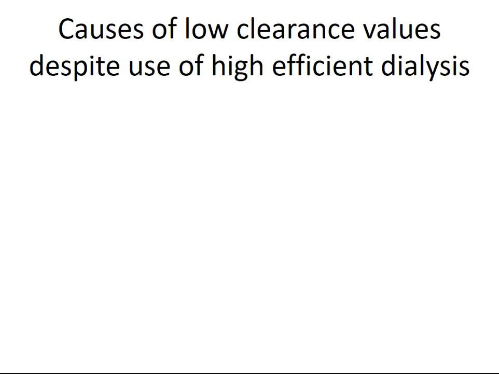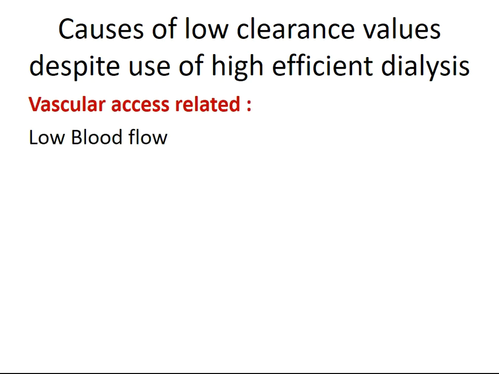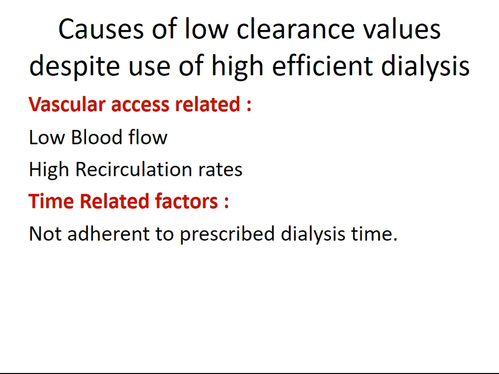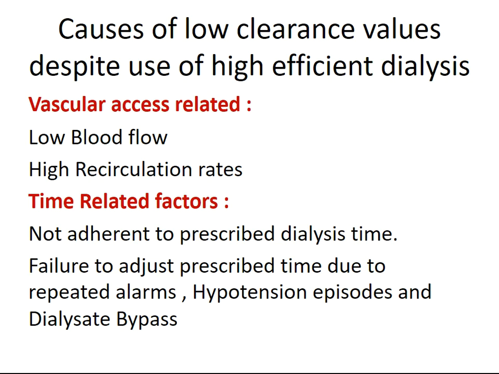Causes of low clearance value despite use of high-efficiency dialysis: vascular access related, low blood flow, high recirculation rate; time-related factors, not adhering to the prescribed dialysis time, failure to adjust the prescribed time due to repeated alarms, hypotension episodes, and the dialysate bypass.